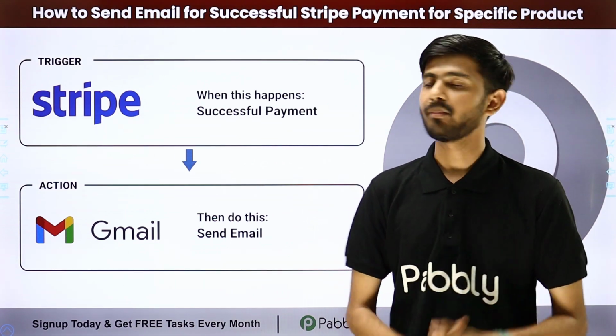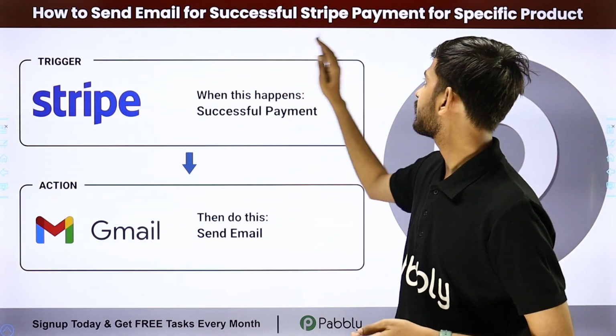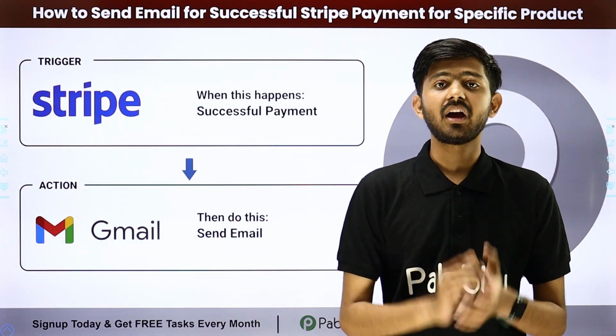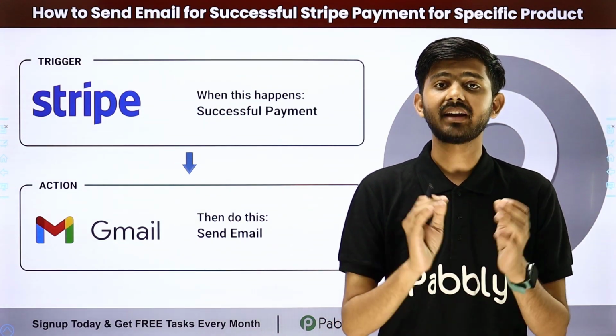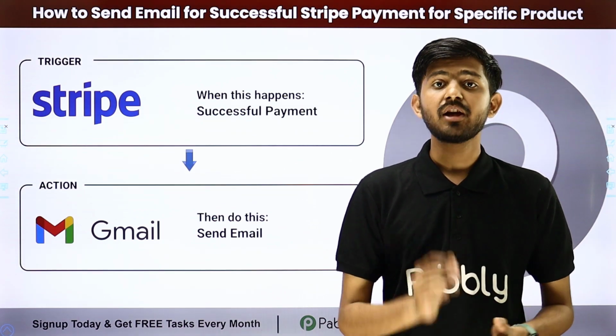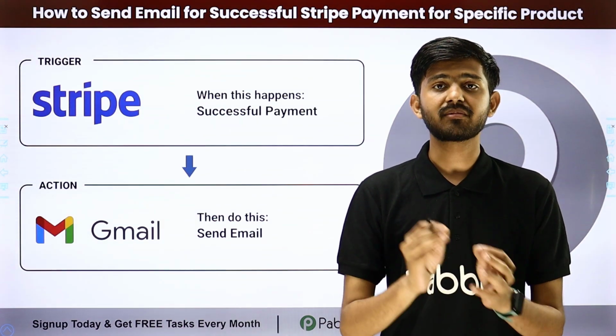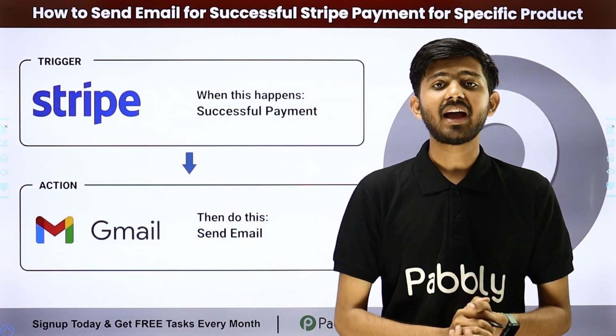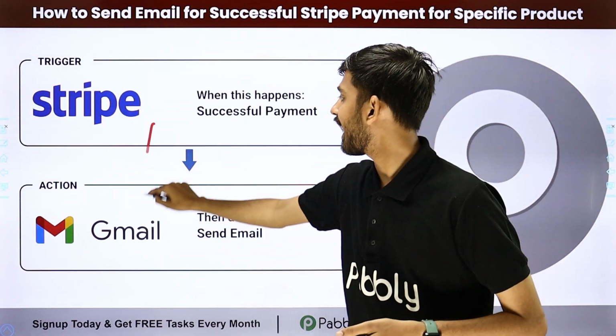Hello everyone, today our topic is how to send email for successful Stripe payment for specific product. So suppose on Stripe we are having a lot of products, but we only want to send emails for some specific products. So whenever we get a successful payment for some specific products, then only we will send an email through Gmail. So for that we have to build a connection between Stripe and Gmail.